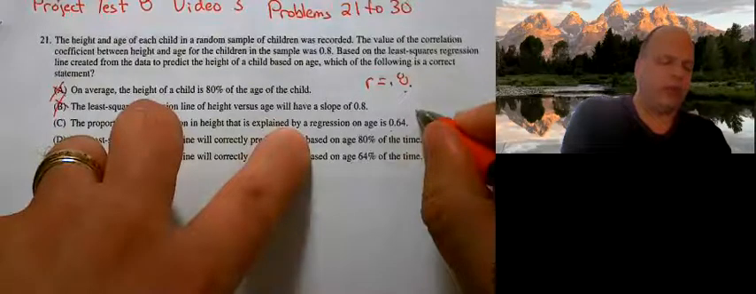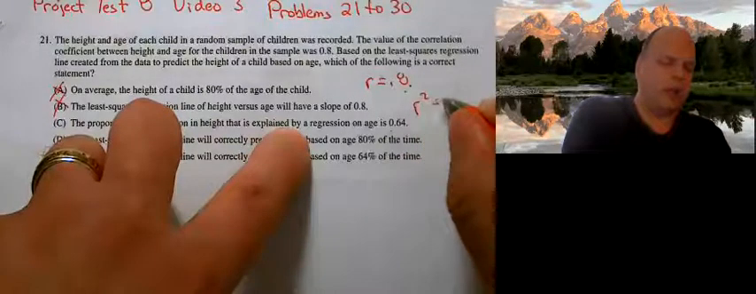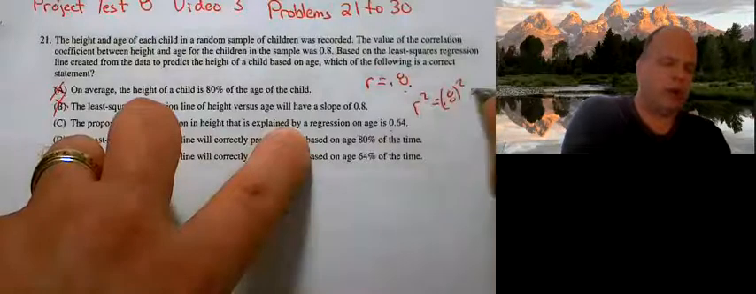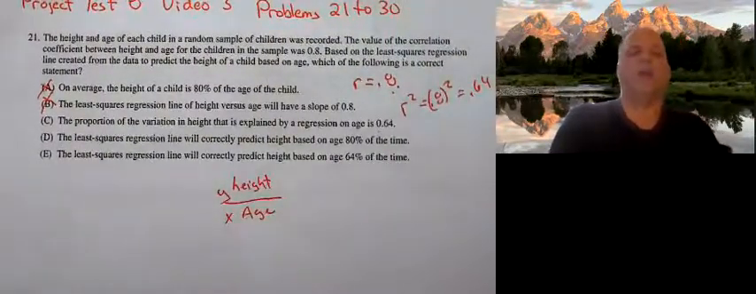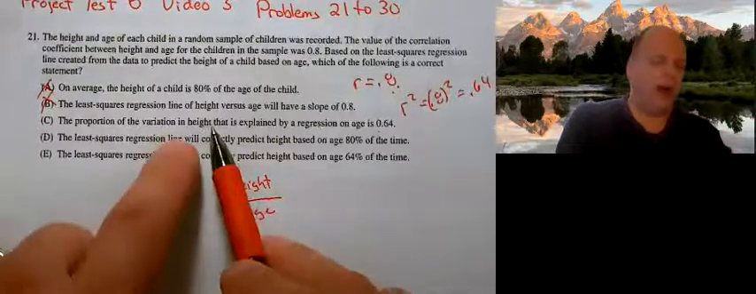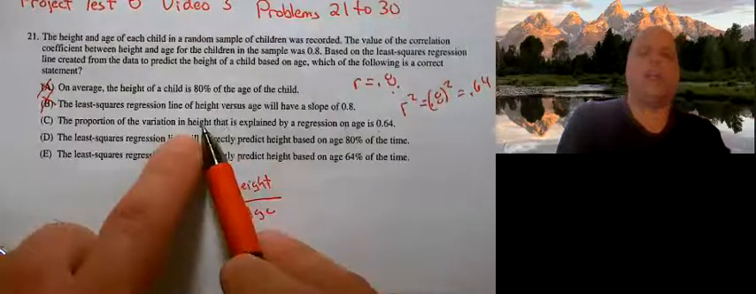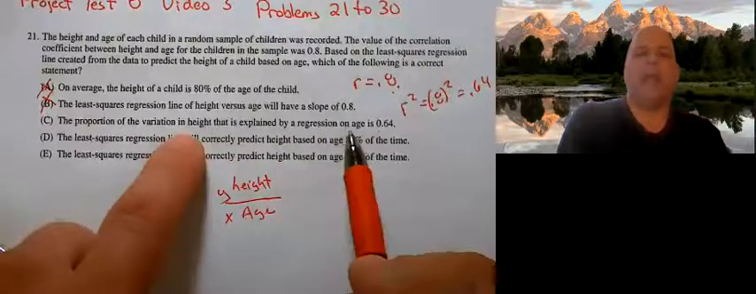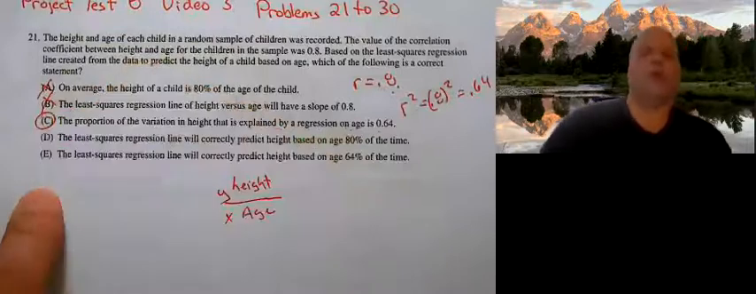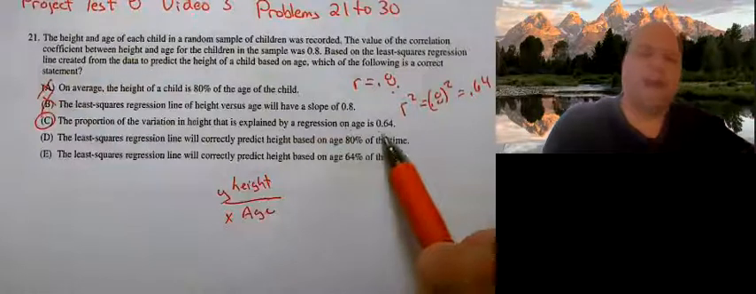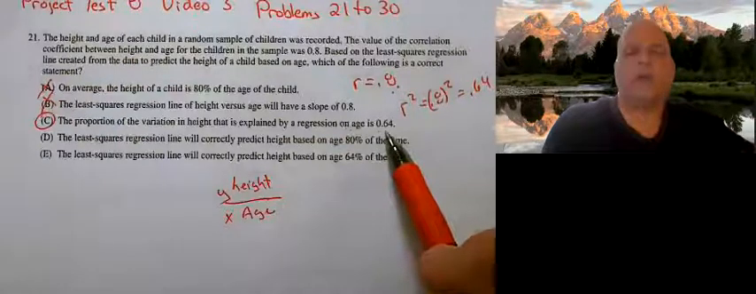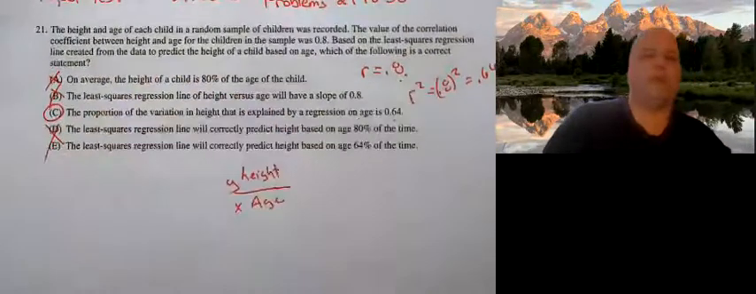The proportion of the variation in height that is explained by the regression is 0.64. So if I were to square this, R squared is 0.8 squared equals 0.64. So R squared is our coefficient of determination. And our coefficient of determination tells you how much variation in Y is explained by X. How much variation in the height is explained by age. This is correct. That is an R squared because they talked about the variation in Y explained by X, and they went ahead and squared the correlation coefficient. All right, these two are just completely wrong.